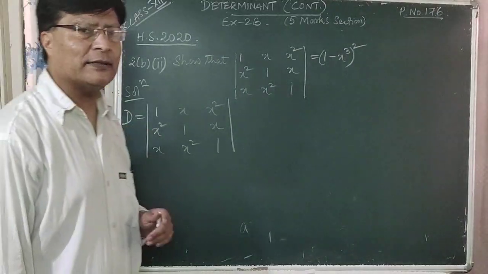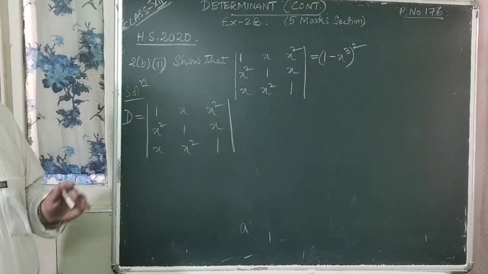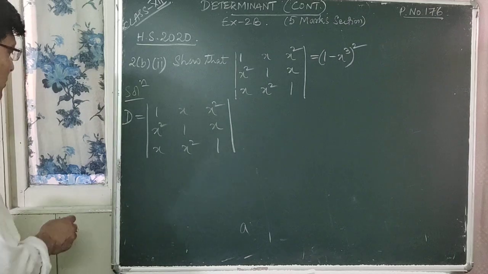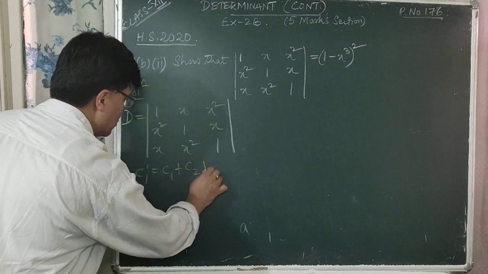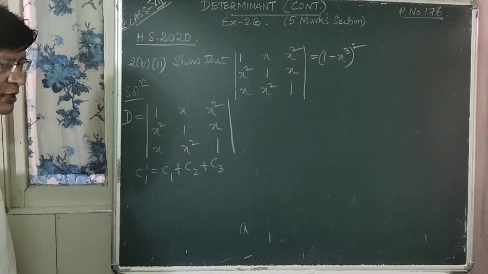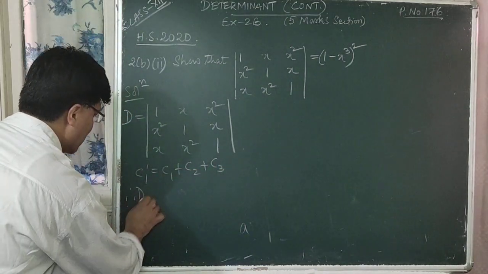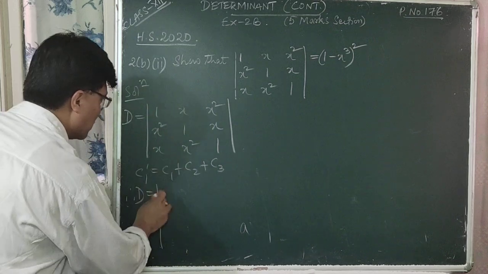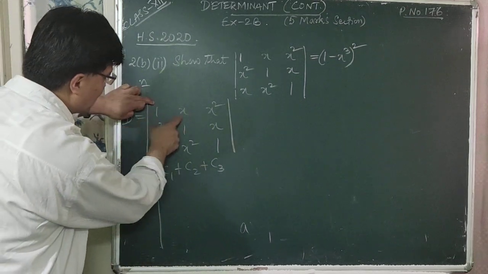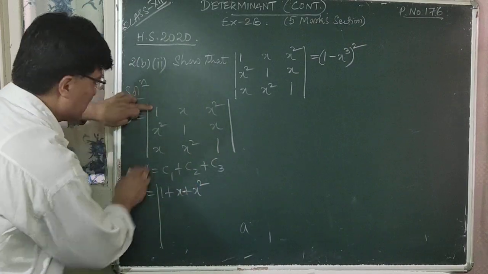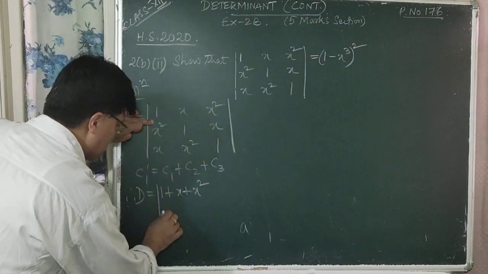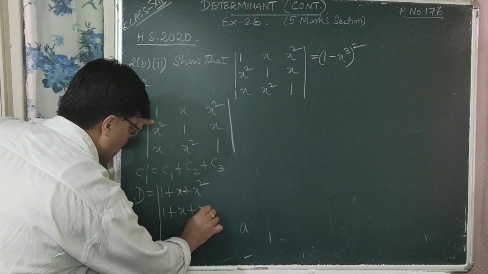Okay? So let us apply the property in the first column. So c1 dash is equal to c1 plus c2 plus c3. That means column 1 is changing. So what is d now? Now first column is changing. How does it change? 1 plus x square. 1 plus x square. Next, x square plus 1 plus x, that is also 1 plus x square.